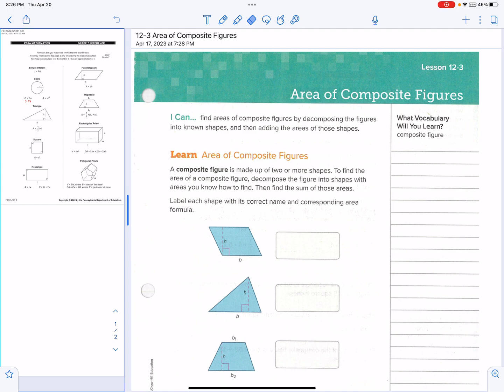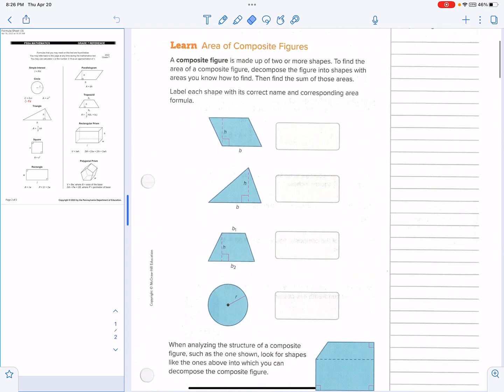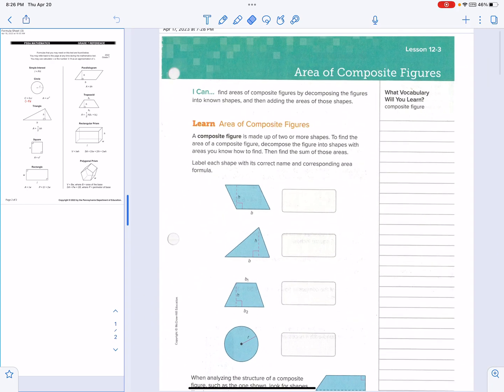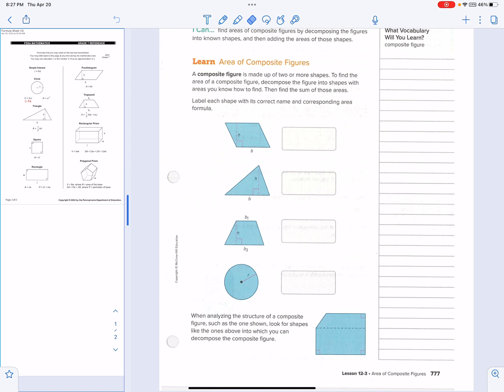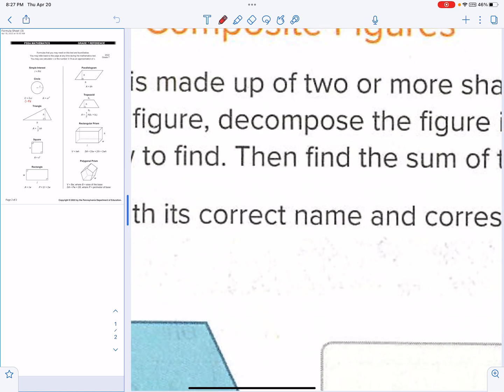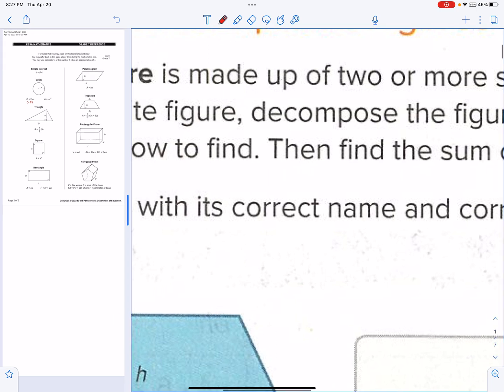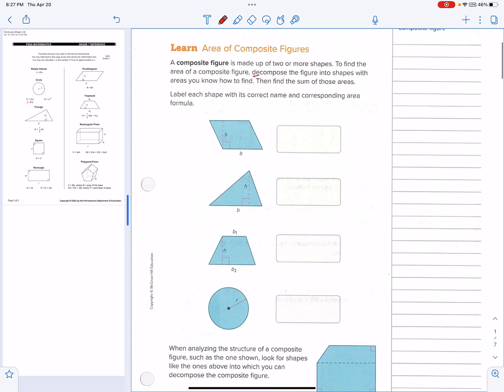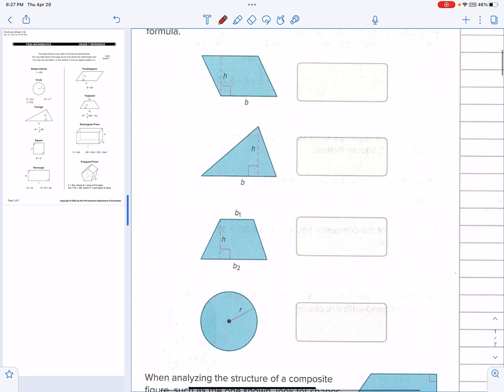All right, I'm going to move really fast through here since you can pause and things like that. The first bit here, we're talking about composite figures. A composite figure is made up of two or more shapes, and we're going to be decomposing those, meaning taking them apart. So we need to understand the area formulas for each of these shapes so that when we recognize them within a bigger shape, we can find the areas of them and then add them together.